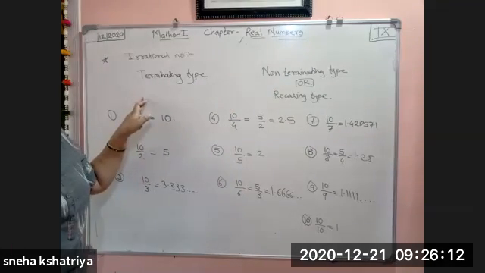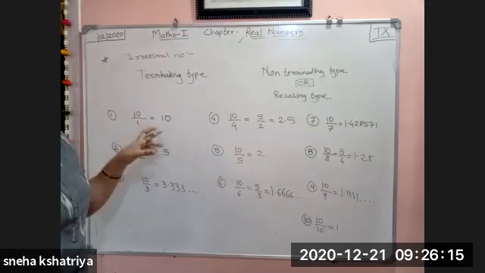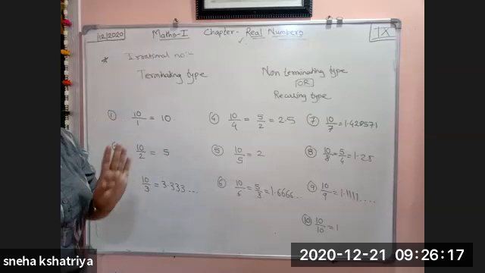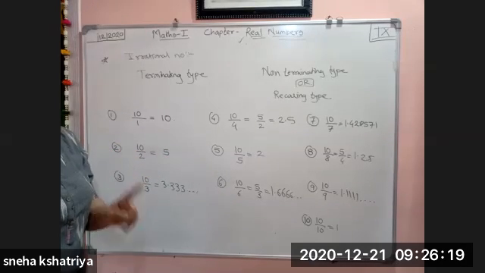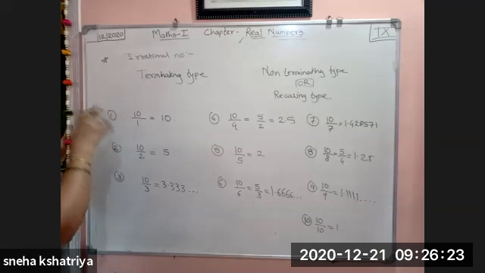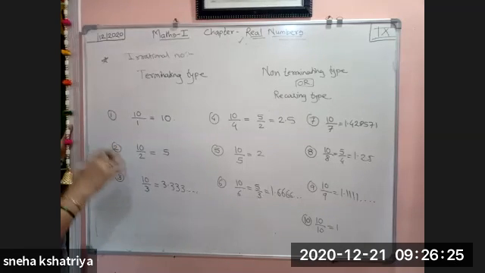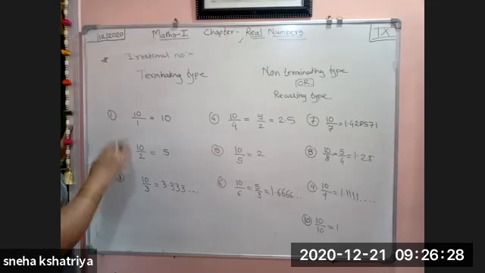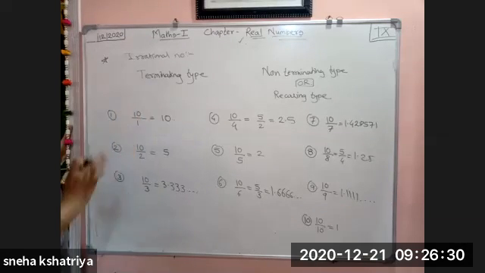So terminating type of examples means what? Which completely divides the given fraction. If the given fraction gives a complete division, then that kind of fraction is called terminating type.